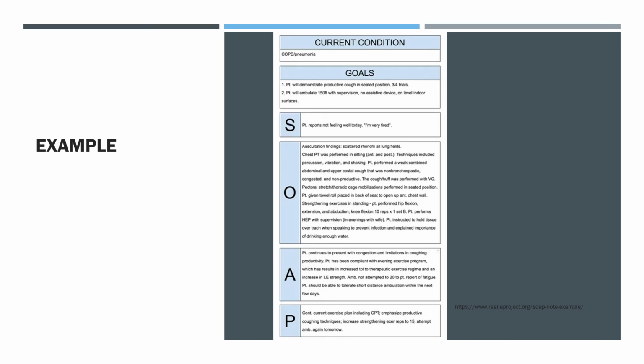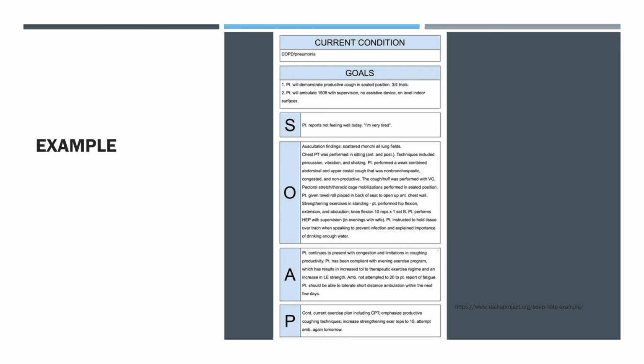Here is an example of a nursing SOAP note. Current condition is COPD with pneumonia, and the goals will be to demonstrate productive cough in a seated position, and the patient will ambulate 150 feet with supervision, no assistive device, on level indoor surfaces. The subjective: patient reports that they're not feeling very well. I'm very tired.